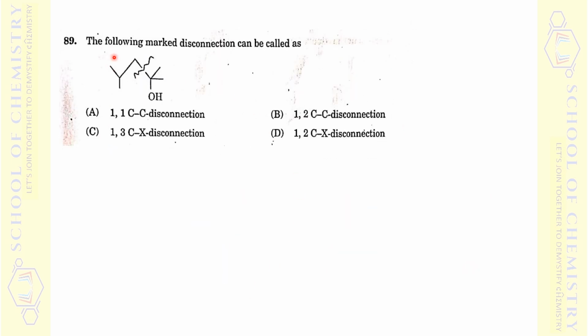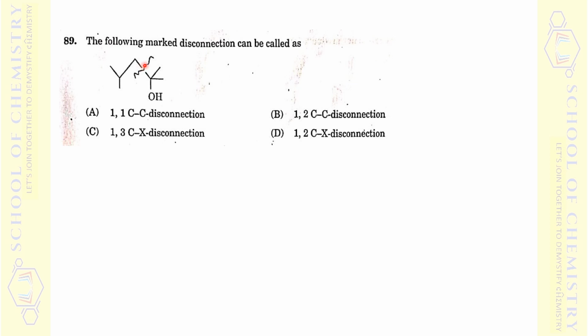The next question is from retrosynthesis. In retrosynthesis, to design a molecule, it is considered that the molecule to be designed will be broken into pieces or fragments, and based on those fragments, the starting materials to be used to synthesize the molecule will be found out. That is retrosynthesis. Now here they have shown this bond as the one considered for breaking.